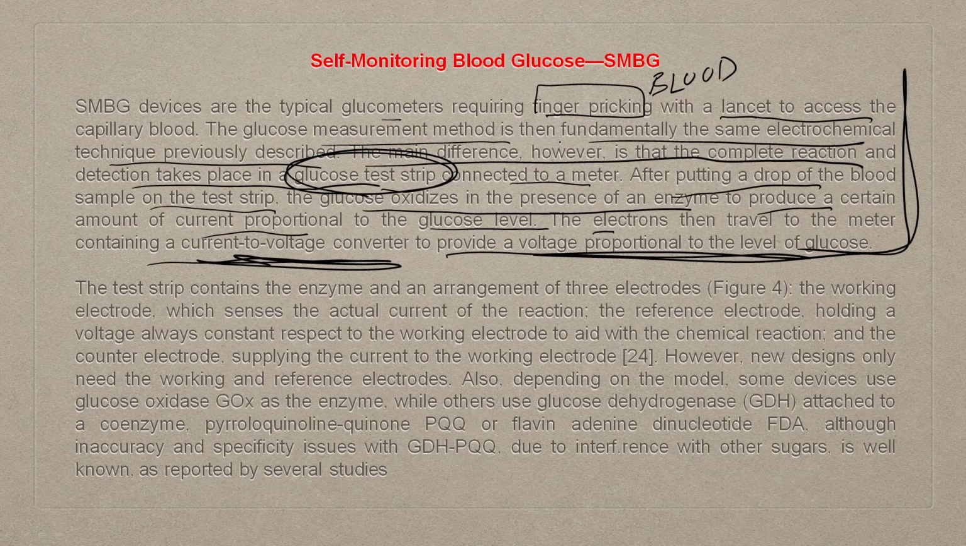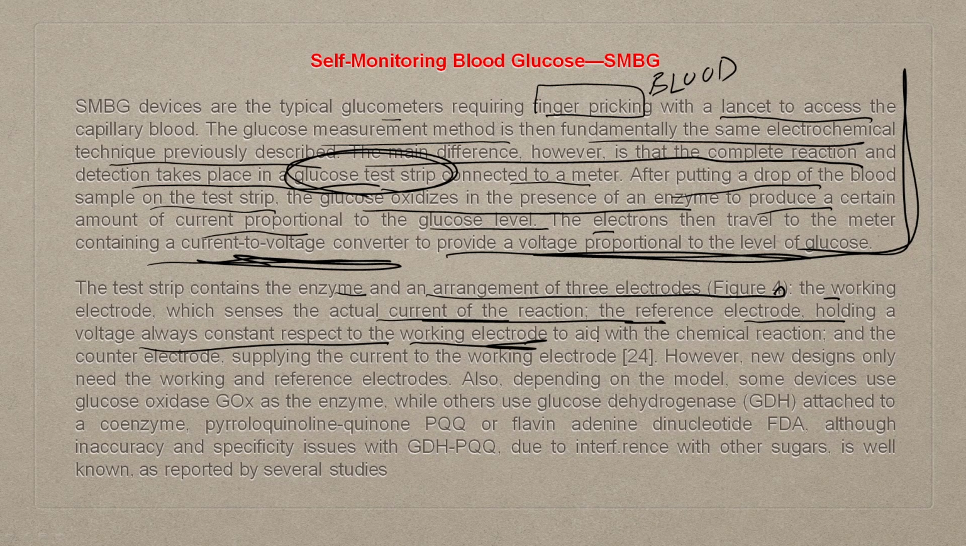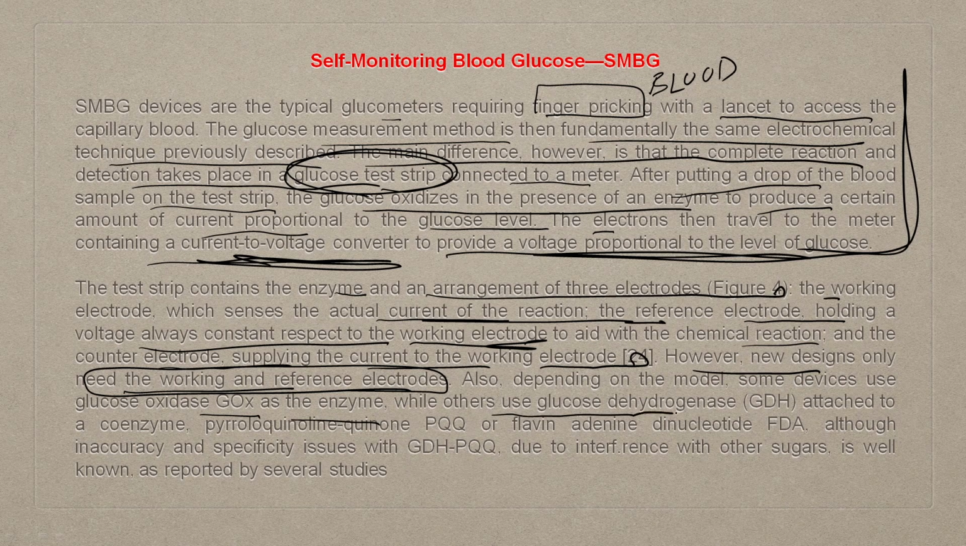Okay. Now, coming back, the tester strip contains the enzyme and an arrangement of 3 electrodes as shown in figure. The working electrode senses the actual current of the reaction, the reference electrode holds a voltage always constant with respect to the working electrode to aid with the chemical reaction, and the counter electrode supplies the current to the working electrode. Okay. However, the new designs only need the working electrode and the reference electrode. Also, depending on the model, some devices use glucose oxidase as enzyme, while others use glucose dehydrogenase.